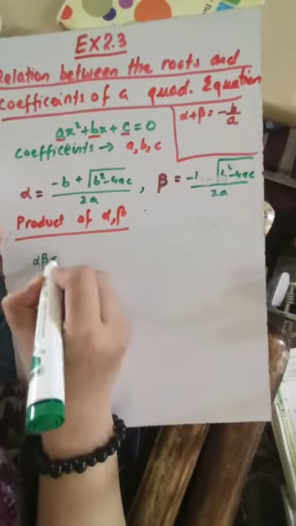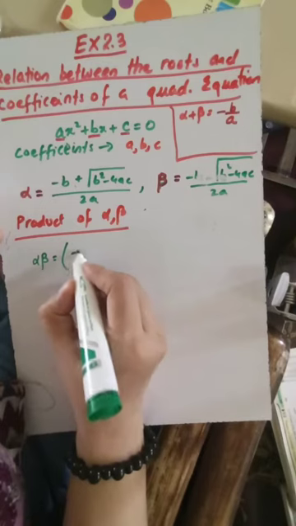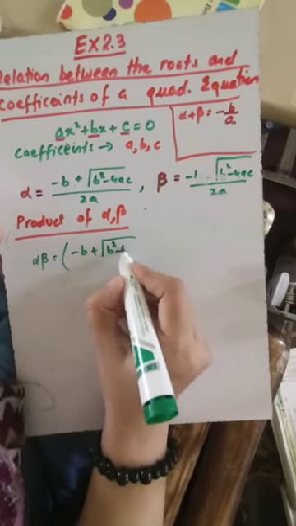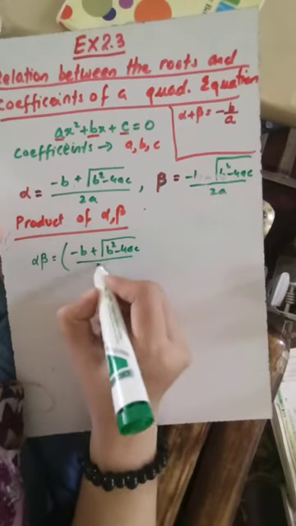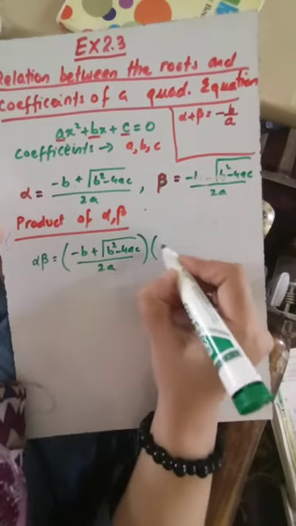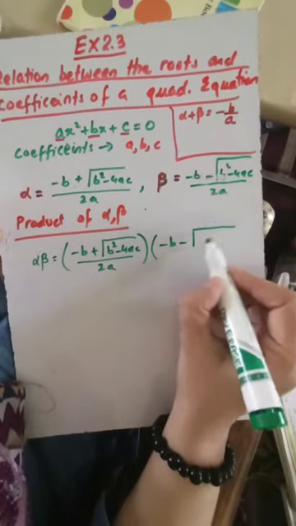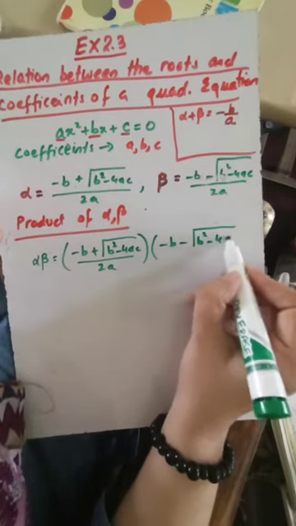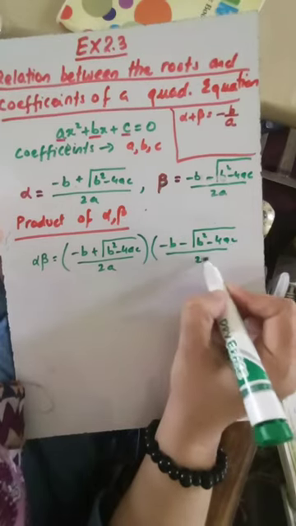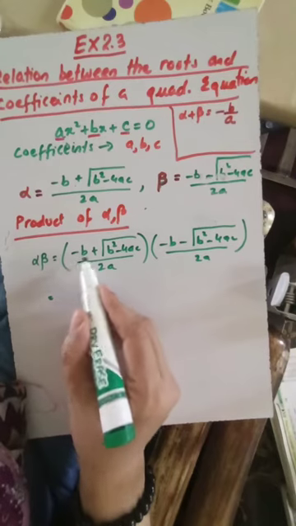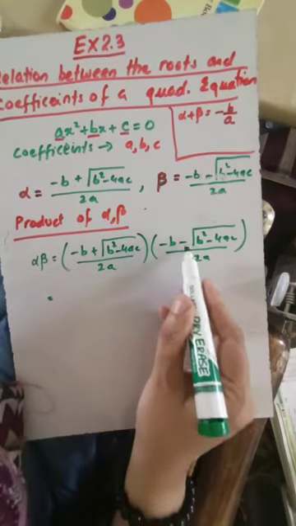Alpha into beta will be: alpha is (minus b plus the square root of b square minus 4ac) over 2a, into beta, (minus b minus the square root of b square minus 4ac) over 2a. Here we have (a plus b) into (a minus b).